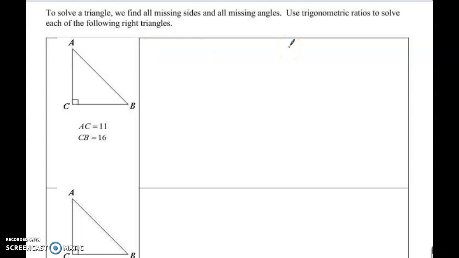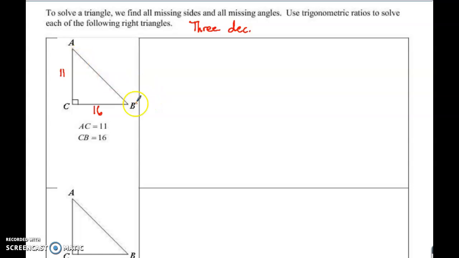Our next example, if we're given this information, where we know AC is 11, CB is 16, we have enough information to figure out everything else. My encouragement to you will be to never use a rounded answer. And the other thing I need to mention, because some people are still doing this wrong, is we round to 3 decimals. So if you are rounding, you round to 3 decimals.